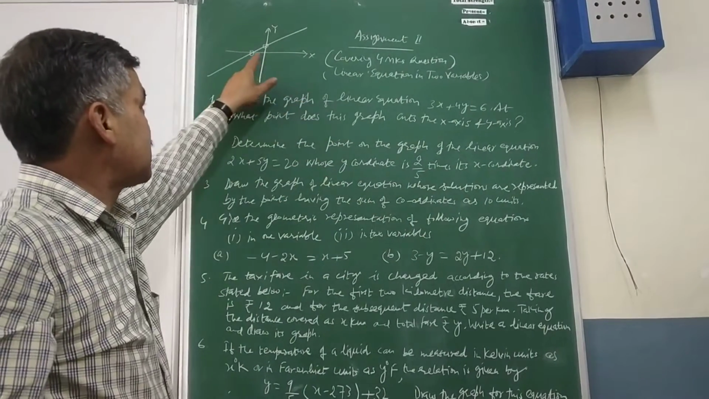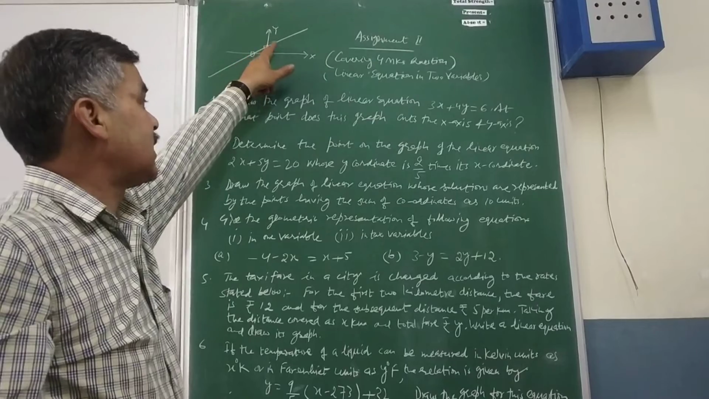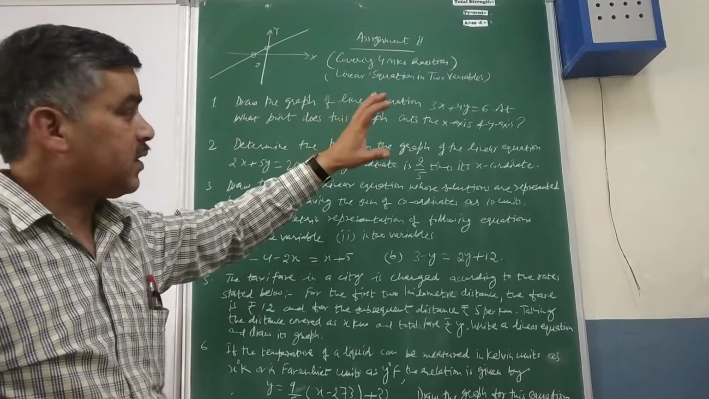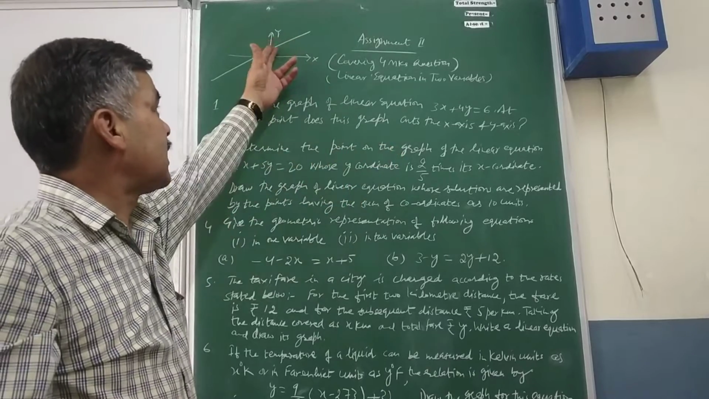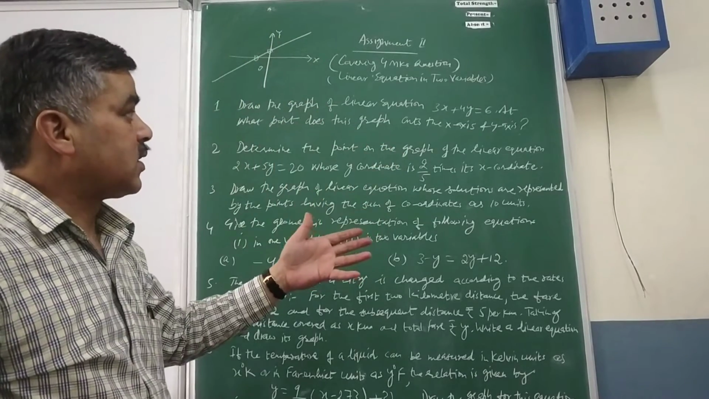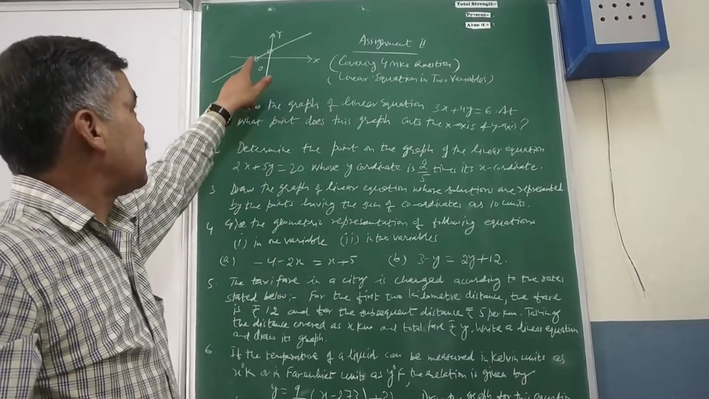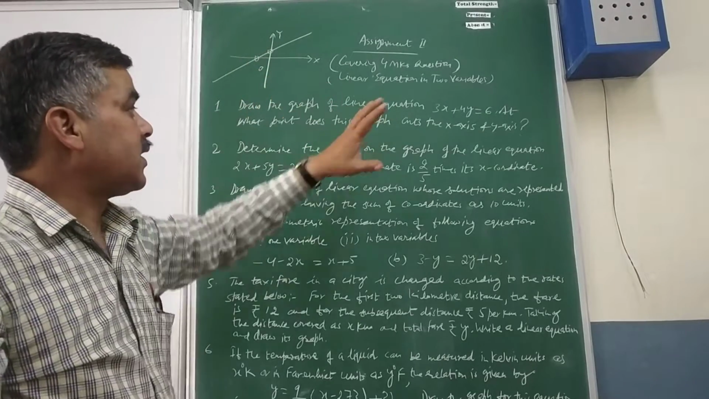Here you can see this line is meeting the x-axis here and the y-axis here. And one thing you know very well: on the x-axis your y-coordinate is always equal to 0, and on the y-axis your x-coordinate is always equal to 0. The other values you have to read from the graph and write the answer.